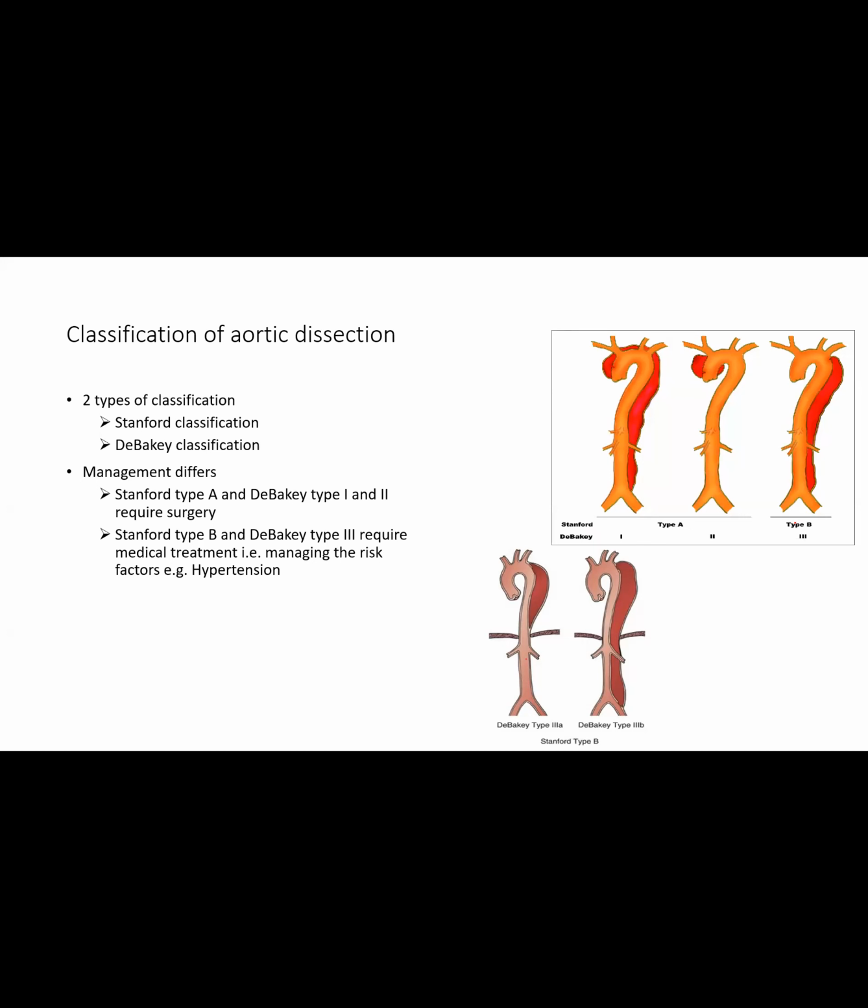And as you can see, there are basically two classifications. One is the Stanford classification, and then there's also the DeBakey classification. So the focus is now just on the Stanford classification. DeBakey we're going to come to. And so this is type B Stanford classification, this one. And in type B, the aortic dissection usually occurs distal to the left subclavian, and it usually involves the descending thoracic and thoracoabdominal aorta.